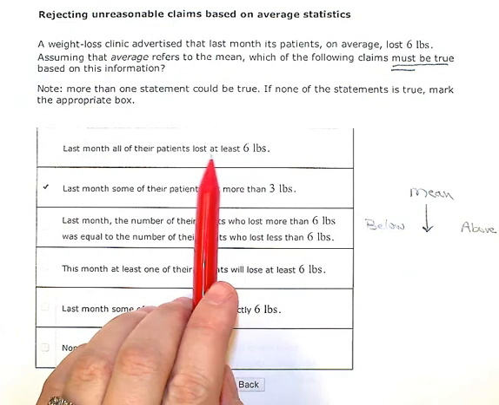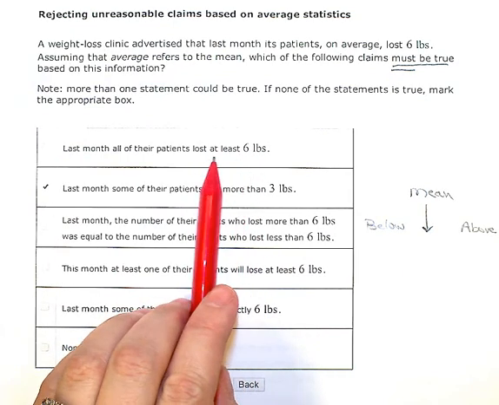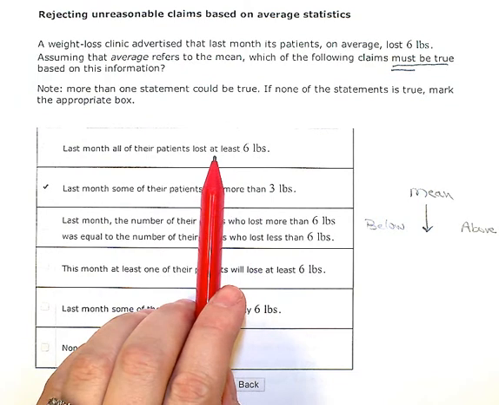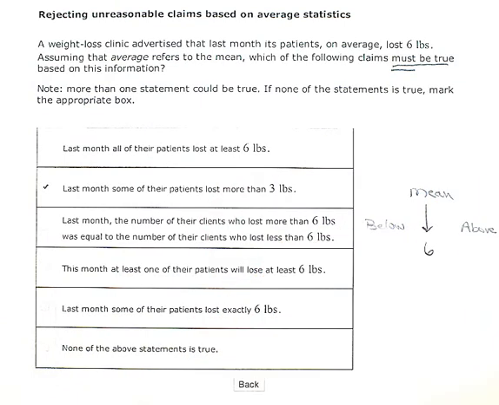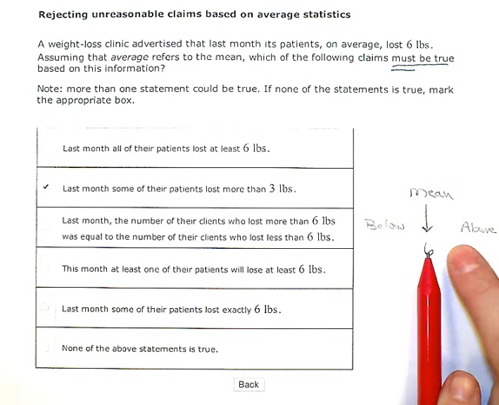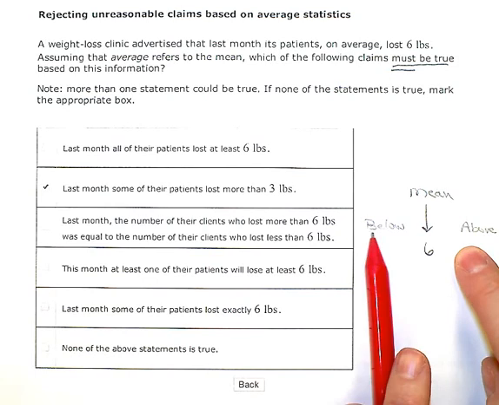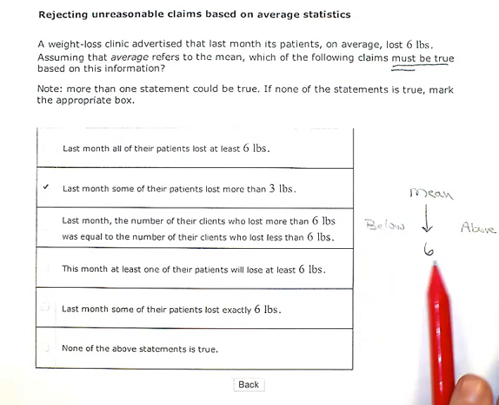Now this is inequality language here. At least means the lowest that anybody lost was 6. So if this is the lowest anybody lost, that means all of the patients' weight loss is on the above side here. And that can't be true. We need some below to be able to have this as the average, the in-between number. So this one is false.